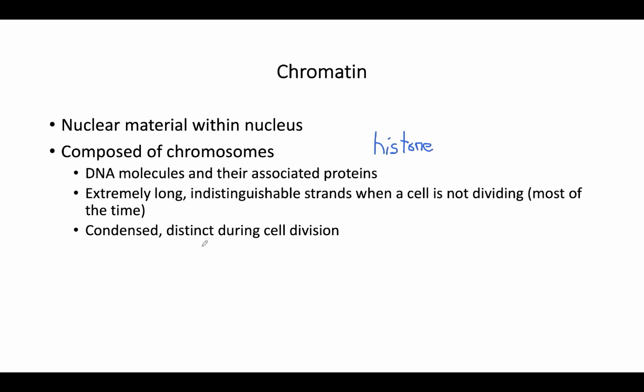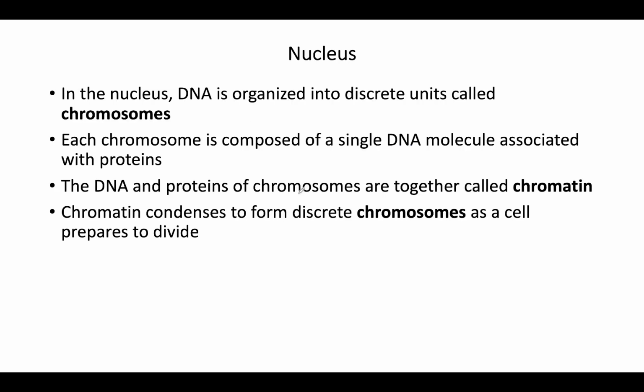Chromatin condenses and becomes distinct during cell division. This entangled strand is going to condense when the cell decides to undergo cell division. In the nucleus, DNA is organized into discrete units called chromosomes. Each chromosome is composed of a single DNA molecule associated with histone protein. The DNA and protein of a chromosome are together called chromatin. Chromatin condenses to form discrete chromosomes as your cell prepares to divide.